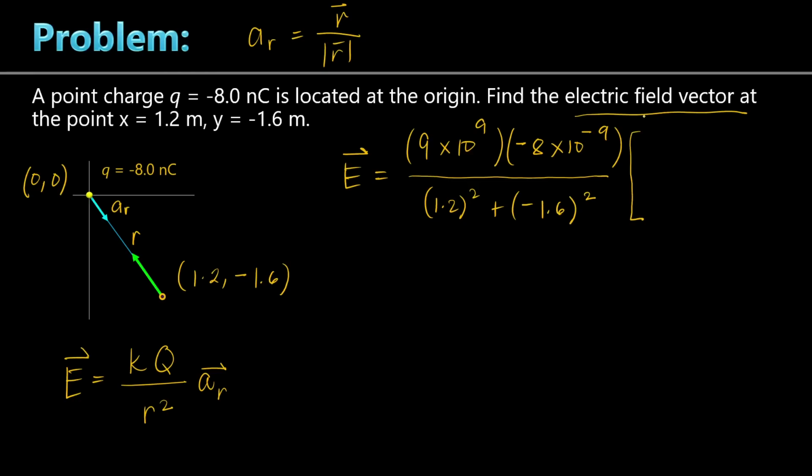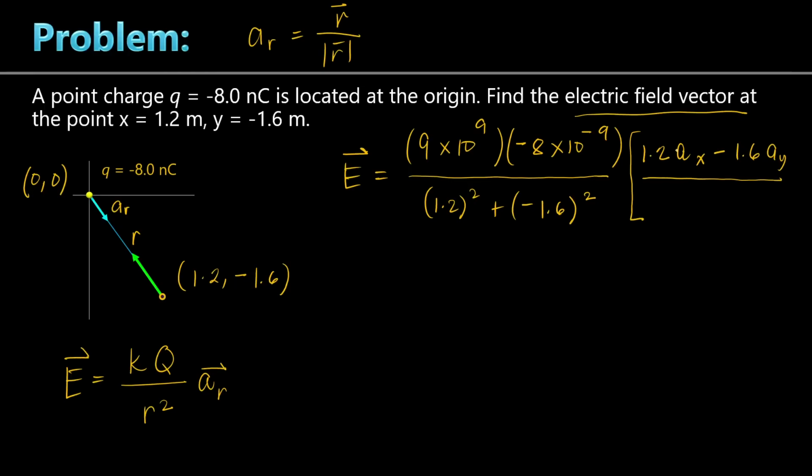Tapos, multiply natin yan ng unit vector. So, yung unit vector, ganun din. Difference lang din. So, 1.2 minus 0, that's 1.2. And that is in the direction of the x-axis. So, AX. Then, negative 1.6 minus 0 is negative 1.6. Pero this time, in the direction of the y-axis. Kaya AY. Diba? Tapos divide natin siya.